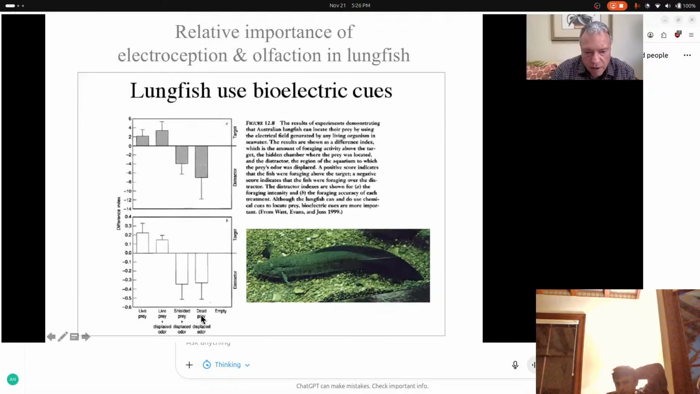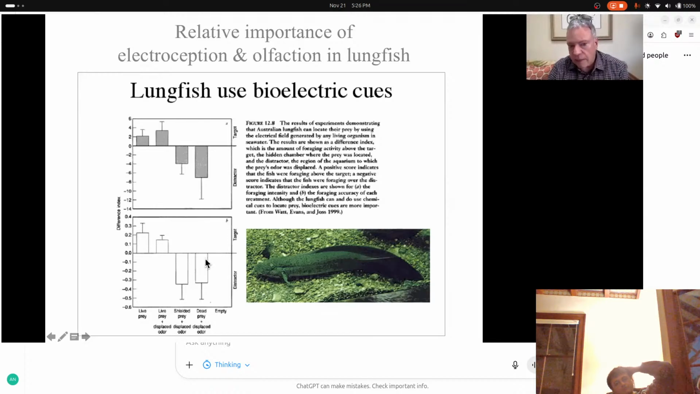Okay, what if we put a dead prey item at a displaced odor? Then again, it's going to the wrong place. So it's smelling the prey. And then if both were empty, then it wouldn't hunt in either place. So it's showing that if the live prey was there generating its electric field, it would ignore the scent and go where the electric field was.